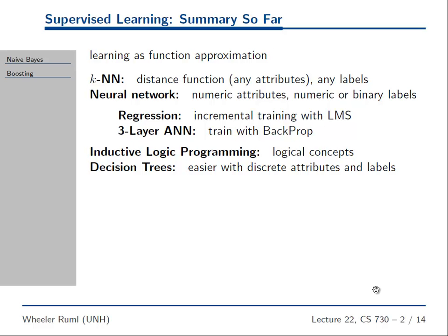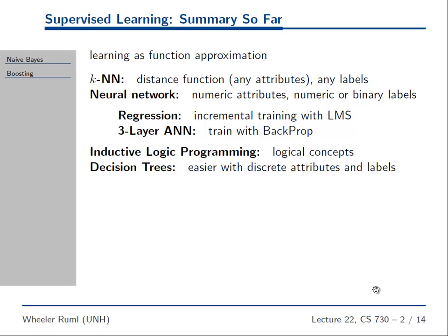There we are. We looked at neural nets. We looked at basic old linear regression, which I'm in love with, if you haven't noticed, and then 3-layer artificial neural networks, which are much more expressive and impossible to train or decipher what they're doing. ILP, and then at the end of the last class, we looked at decision trees. I was expecting some questions about decision trees, but I guess people understand them. So that's what we've talked about so far.